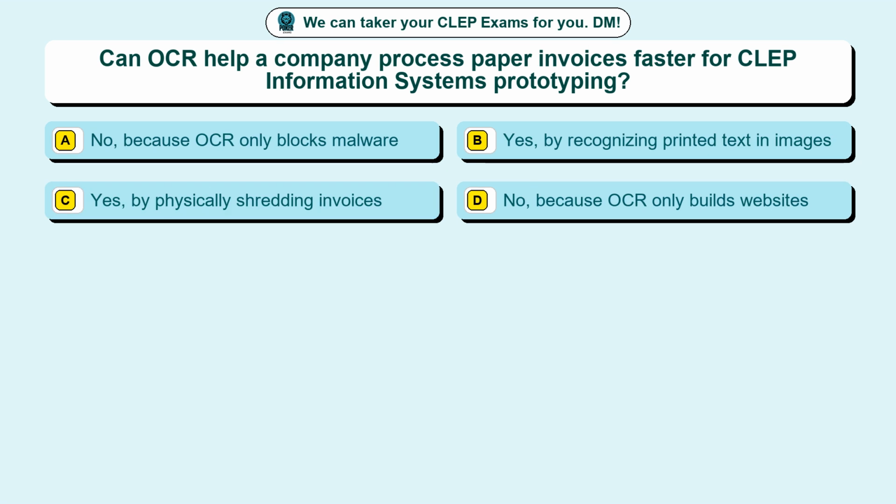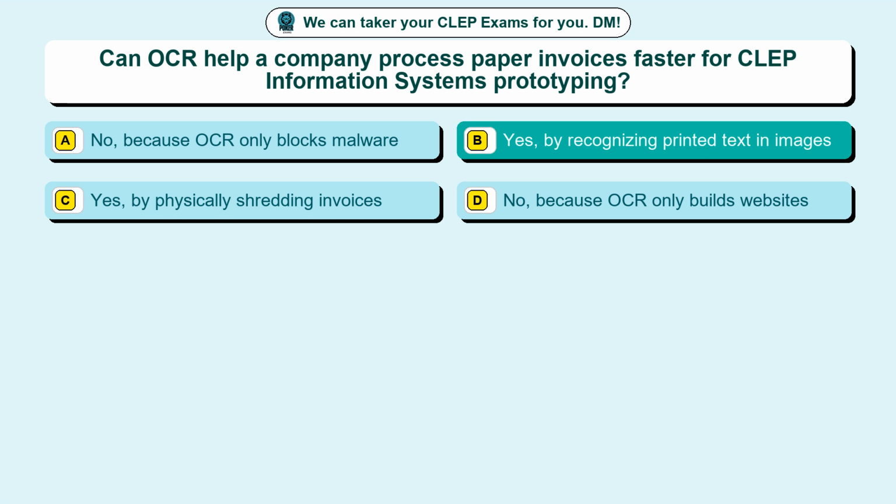Question 6. Can OCR help a company process paper invoices faster for CLEP Information Systems prototyping? Option A. No, because OCR only blocks malware. Option B. Yes, by recognizing printed text and images. Option C. Yes, by physically shredding invoices. Option D. No, because OCR only builds websites. The correct answer is option B. Yes, by recognizing printed text and images.